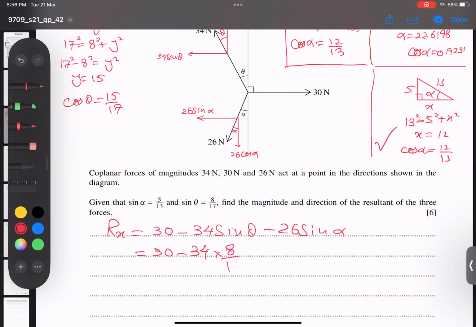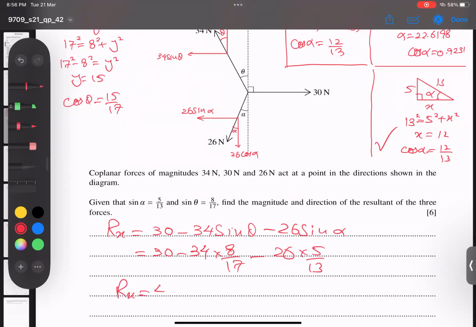So 8 by 17 and 26 times sine alpha. Sine alpha is directly 5 over 13. I use directly 5 over 13. It's a matter of just typing in a calculator. Alhamdulillah. So I got this one, 28 minus 5 to the 10. Okay, I got 4. I got a sharp 4.